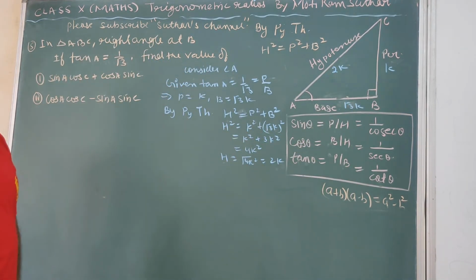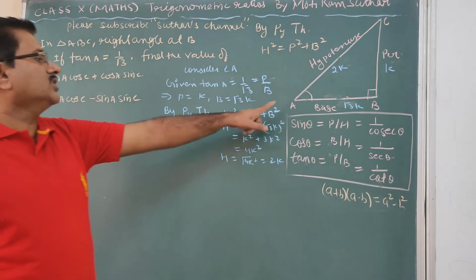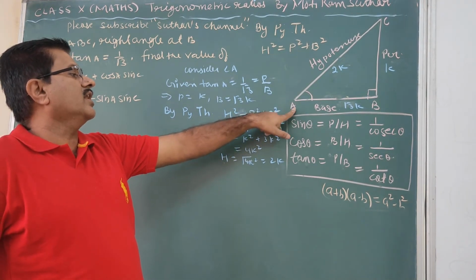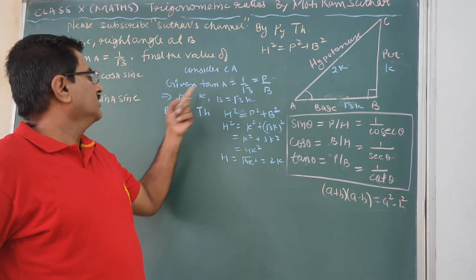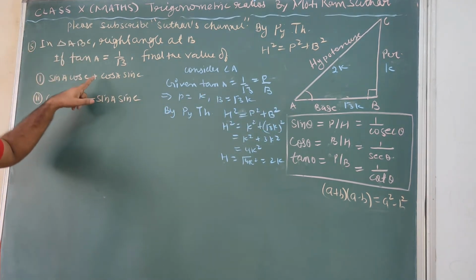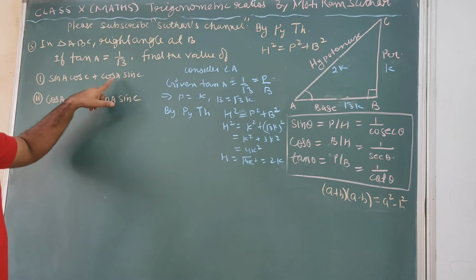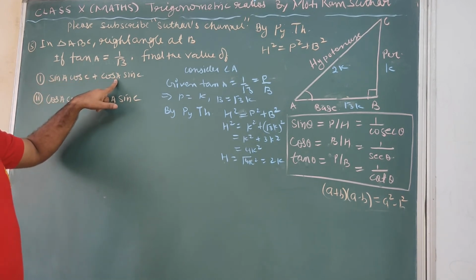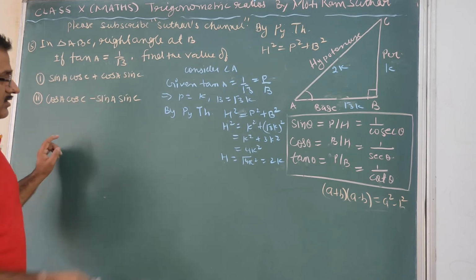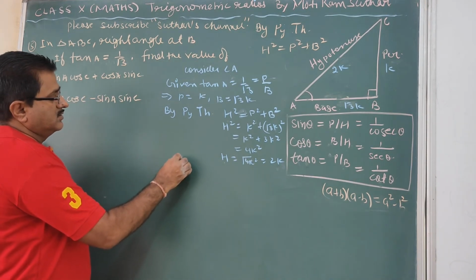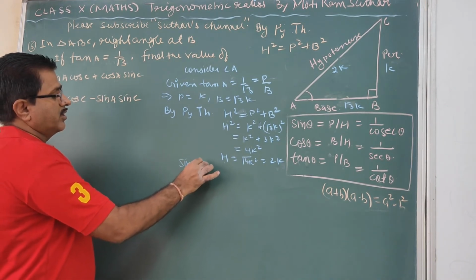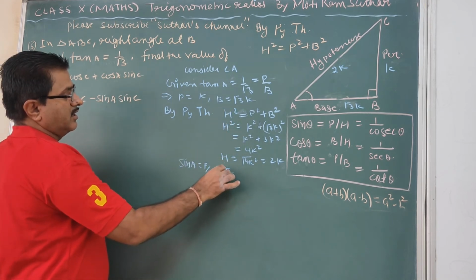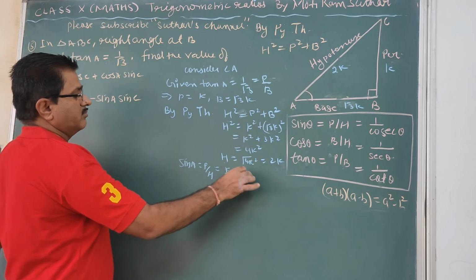Right? So we get all the three sides with respect to angle A. Considering angle A means tan A is given, that's why now you can find sin A and cos A. First of all, you find the trigonometric ratio of angle A. So see, sin A is perpendicular upon hypotenuse. So perpendicular is k upon 2k. So this is 1 by 2.